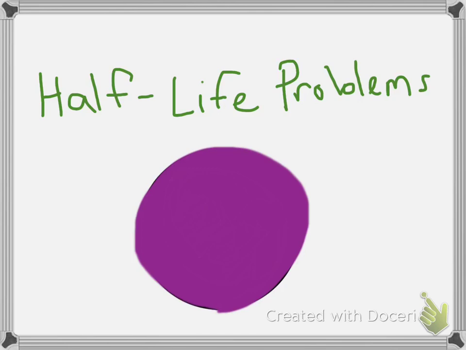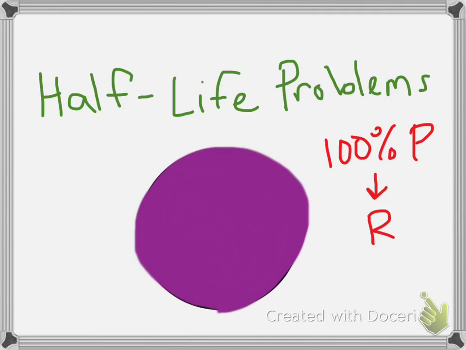Just a review of the video, a half-life is the amount of time it takes for half of an element to decay into another element. For example, let's say we have this purple element, and this is a bunch of elements. We will call this 100%. So we have 100% purple, and it is going to decay into red.